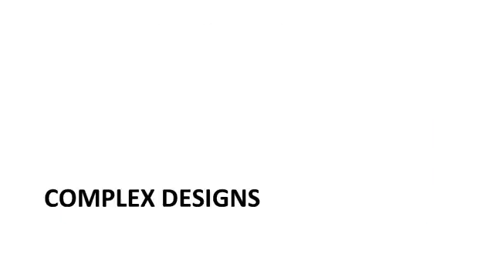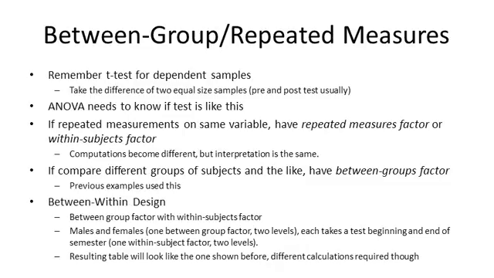Moving on to complex designs. What's nice about ANOVA is that it's robust and you can actually do a lot of interesting tests with it. I will not go into detail about all of them, but I will cover some here right now. So first is we can do between group and repeated measures designs with ANOVA. So we can remember that t-tests for dependent samples exist.